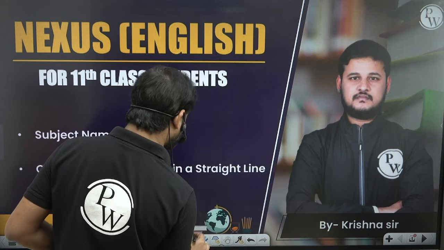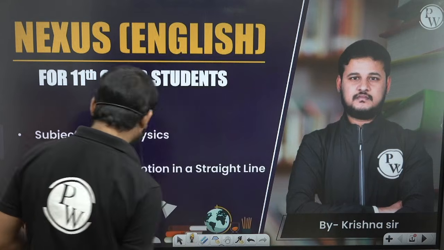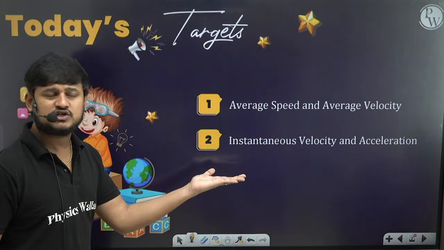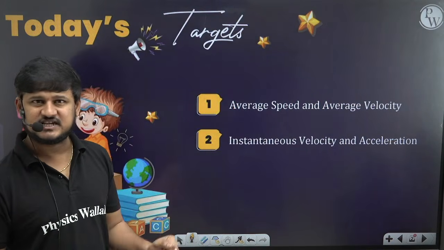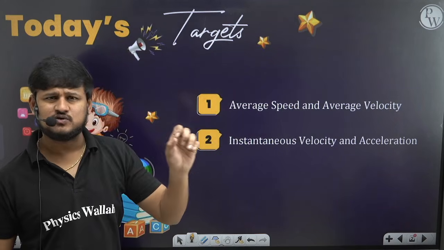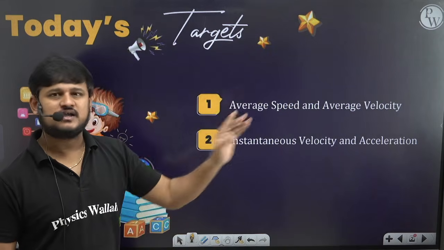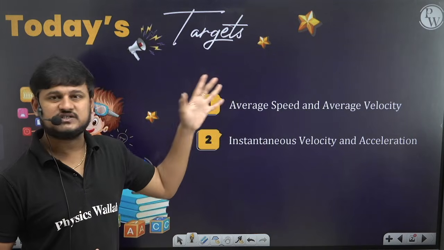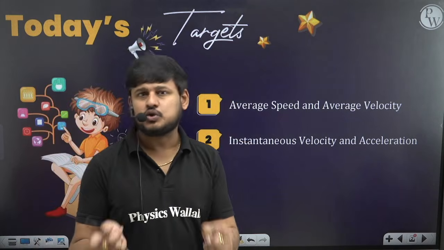We are going to see just the basics: speed, distance, displacement, velocity, average speed, instantaneous velocity and instantaneous acceleration. That's it. But we are going to solve numericals. Almost 18 to 20 questions are involved in this PPT, which are all previous year questions. So let's understand the concept through the questions.